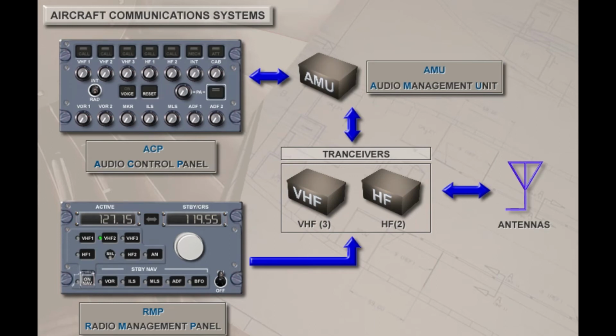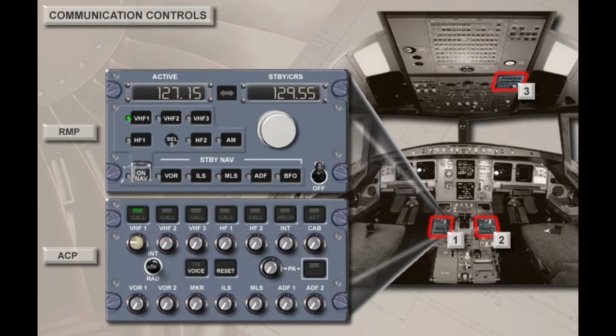The radio communication system is made up of the VHF and HF transceivers, the audio management unit, or AMU, the audio control panels, or ACPs, and the radio management panels, or RMPs. The number 1 and 2 audio control and radio management panels are located on the left and right side of the center pedestal. The number 3 audio control and radio management panels are located on the overhead panel.